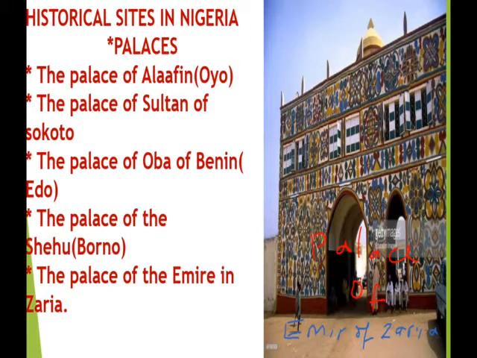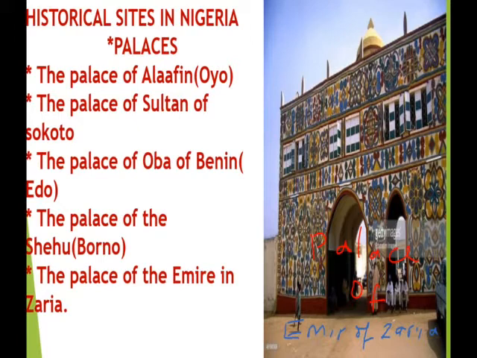Now, a palace is a grand and large set of buildings that houses the residences of kings, queens, and other families. They are old places built with mud, brick, and raffia. Modern palaces are built with blocks with beautiful design and style. Now you can see from the picture, this is the palace of the Emir of Zaria. It's very beautiful.